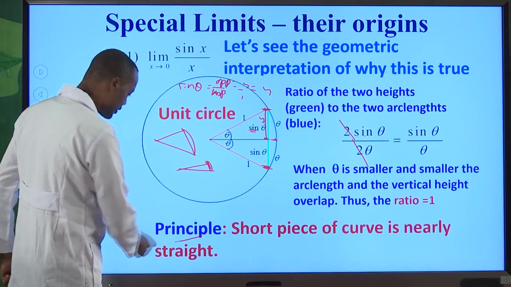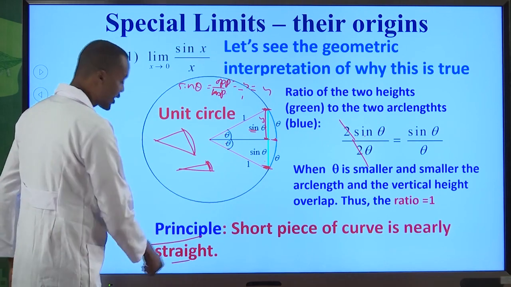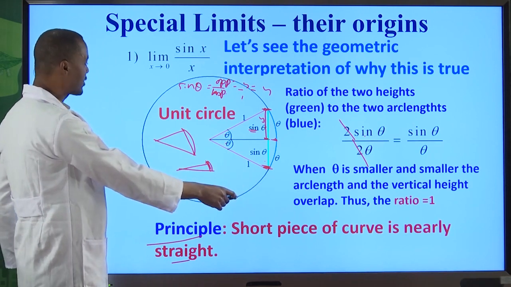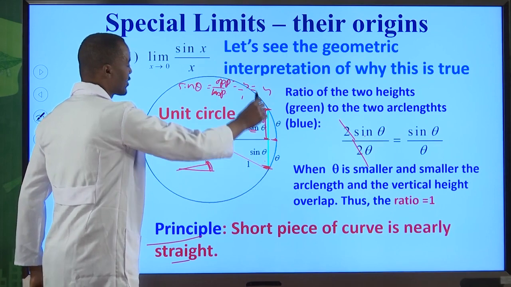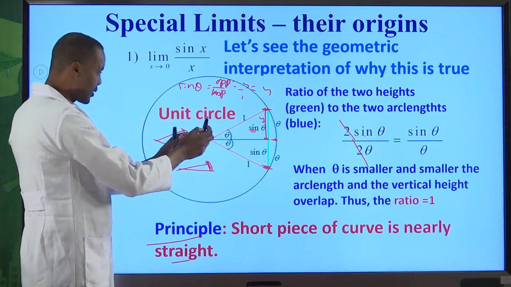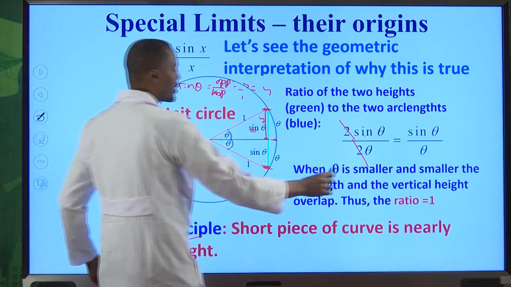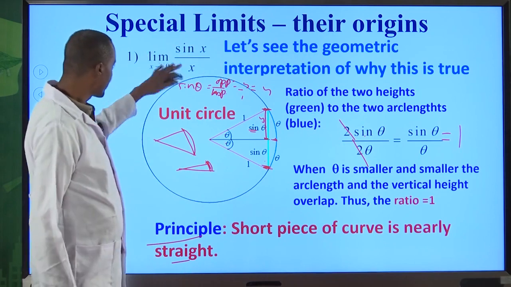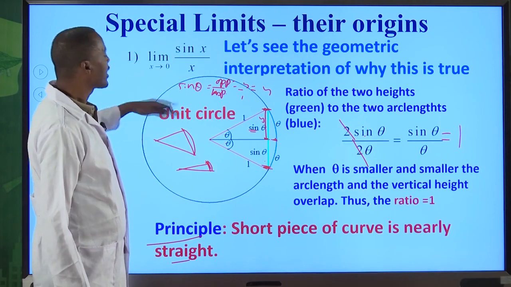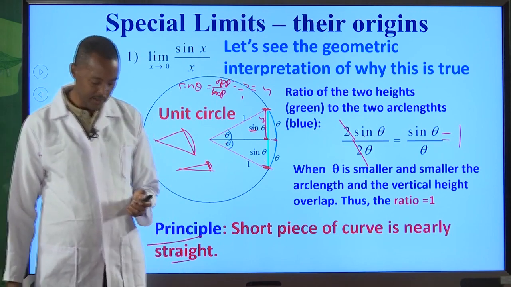So we take that as a principle that a shorter piece of curve is nearly straight. Means, for example, the blue outside curve and the straight line here are almost the same. Means their ratio, that is sine theta for this one and theta for the other one, would be the same. So their ratio would be 1. That is the way we derive the limit of sine x over x. At least we'll be able to demonstrate that this special limit is 1.